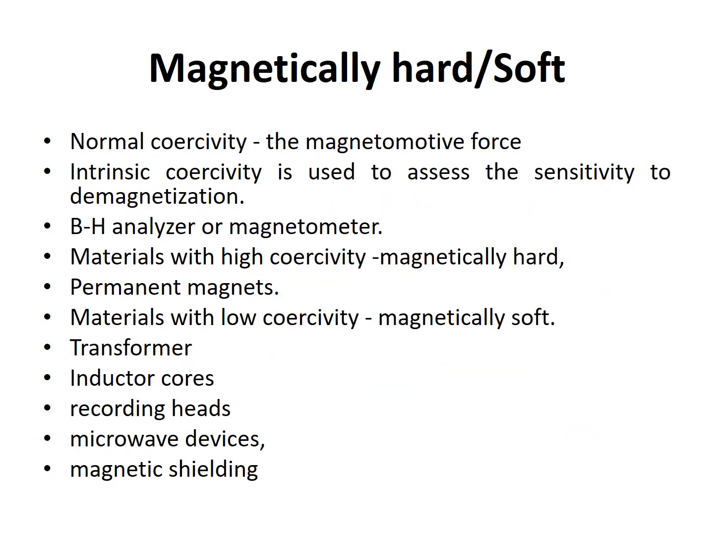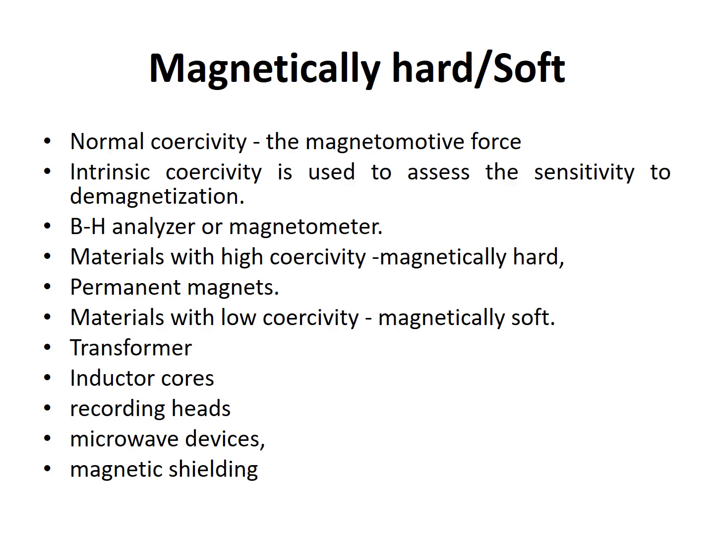Now we shall come towards two types of materials. There are two classifications of materials based upon their coercivity and remanence. These two classes are magnetically hard materials and magnetically soft materials. The normal coercivity is used to calculate the magnetomotive forces, while the intrinsic coercivity is used to assess the sensitivity to demagnetize. It can be measured using a BH analyzer or magnetometer.